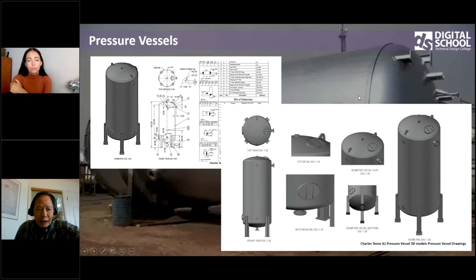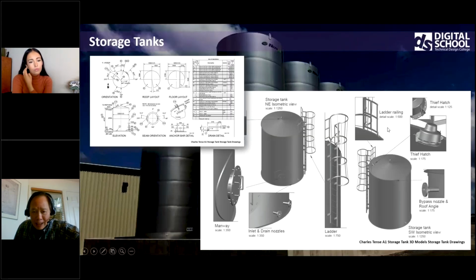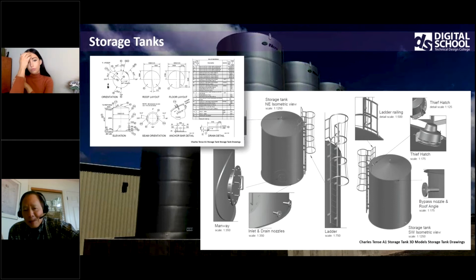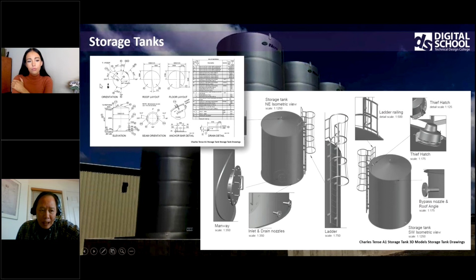The next course will be the storage tank, similar to the first, but in this case, you don't have pressure. So that's a big difference. The regulation is not going to be too demanding in this case, but it will be almost the same. And then you are going to draw all these orthographic views in 2 dimensions as well as in 3D.